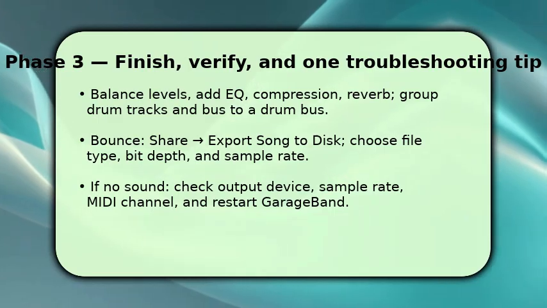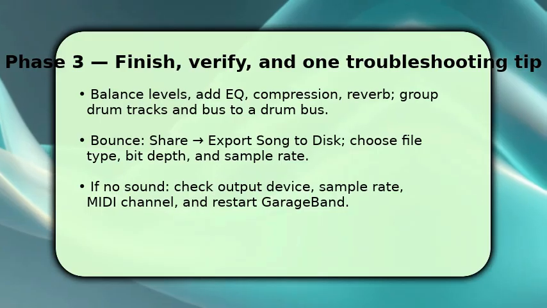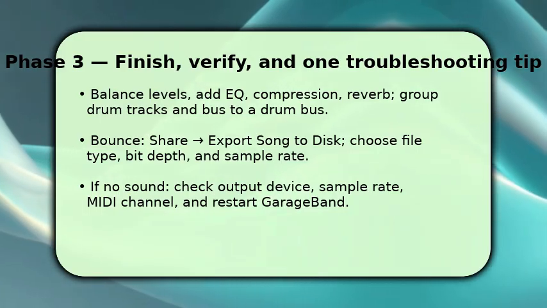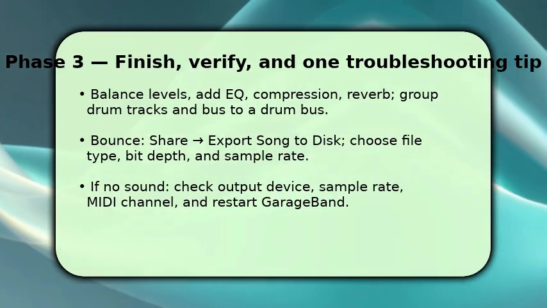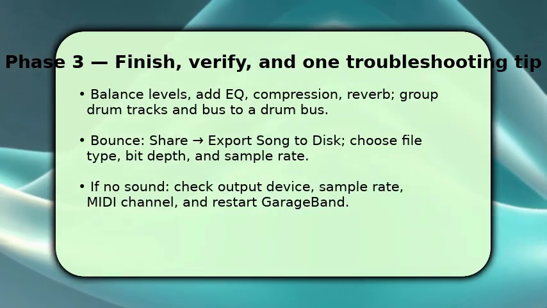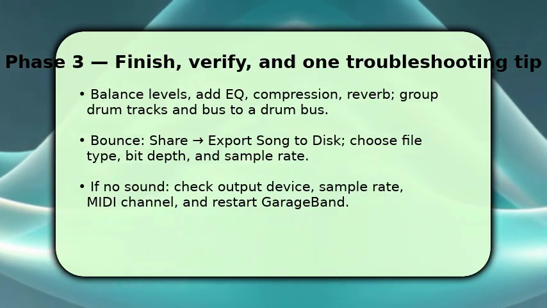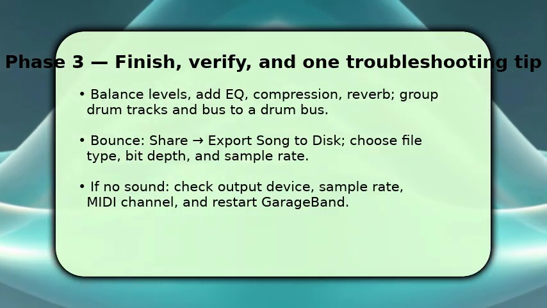When ready, use Share > Export Song to Disk and pick WAV/MP3, sample rate, and bit depth. If something goes wrong, check the output device and sample rate in Audio Preferences, verify MIDI channels, and restart GarageBand. That fixes most issues.